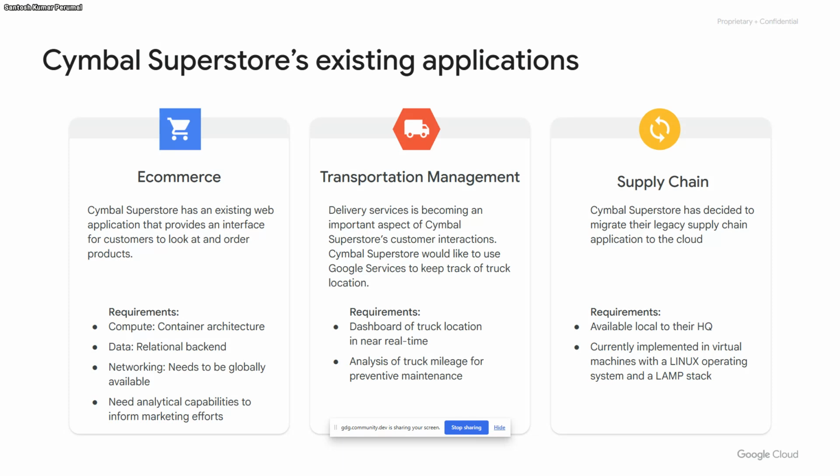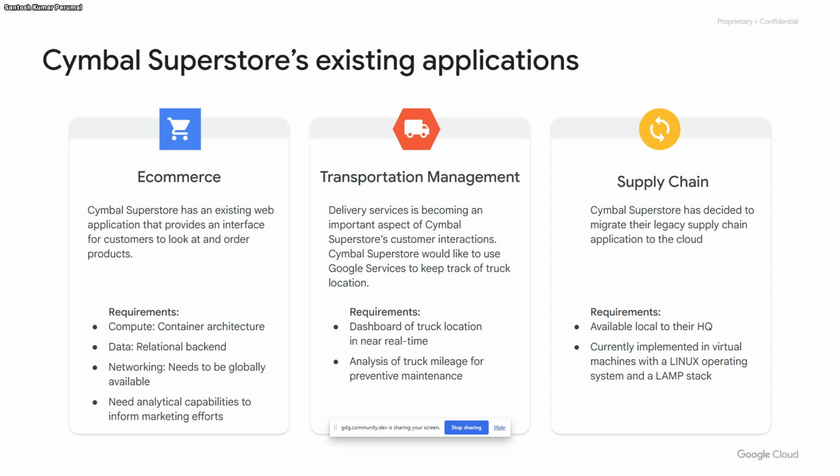So then in terms of data, they need a relational backend, and which is relational in the sense it's a relational database that they're looking for, which has a set of rows and columns. And networking, their presence is global and they need to be globally available.